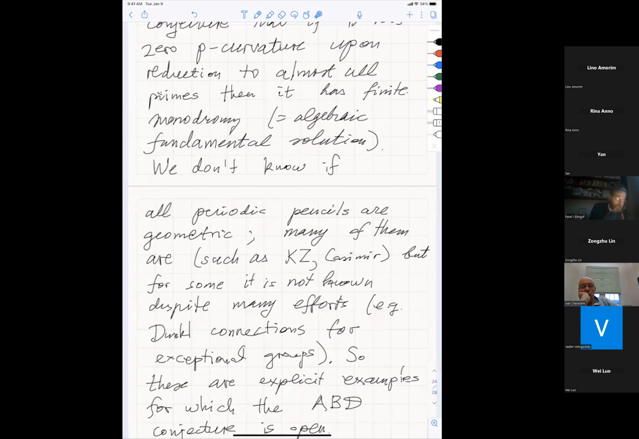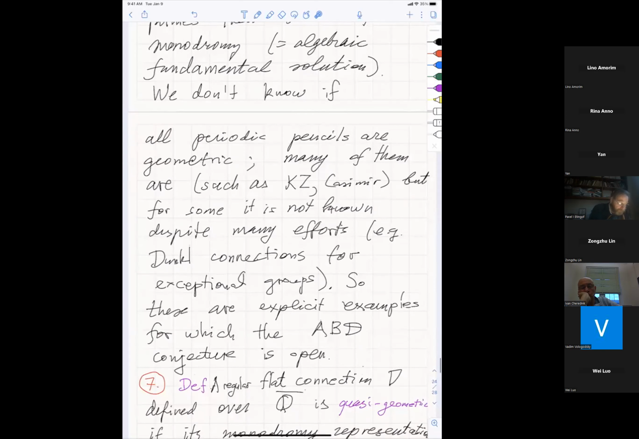But in some examples, it is not known despite many efforts. For example, for Dunkl connections for exceptional groups such as E6, it is not known how to write integral formulas. For some special values of parameters, with a lot of difficulty, some people like Heckman and Looijenga, for example, were able to find formulas, but they are very special to those values of parameters. So this gives us a lot of explicit examples: it's not just that this conjecture is open, but there are some very explicit differential equations which are known to be globally nilpotent and not known to be geometric. And I don't know if I should just not believe the conjecture or should believe and try to prove it for those examples.